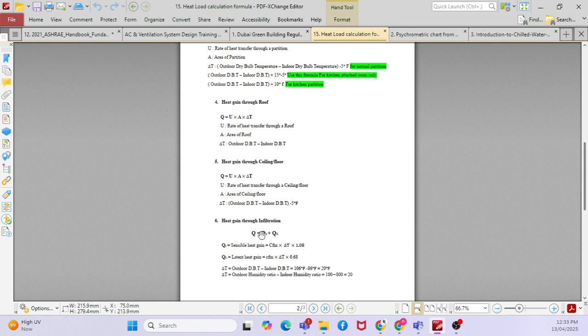So these are the basic understanding before you go to the chiller calculations. You cannot go to chiller calculation directly. You should understand what the heat inside is, what the types of heat are: internal heat, external heat, sensible load, latent load. These are the basics you should have.